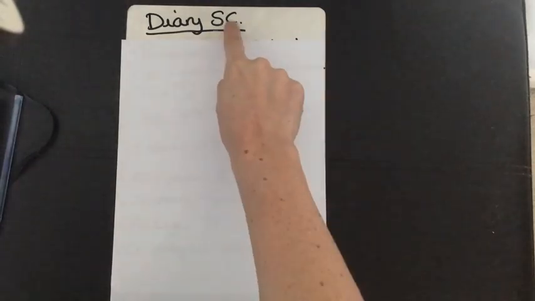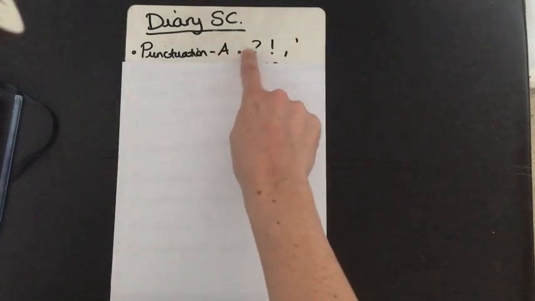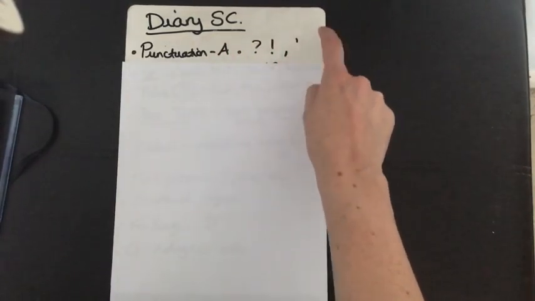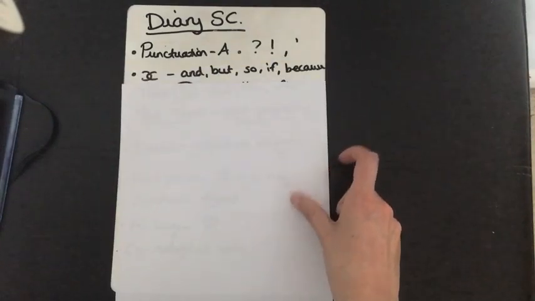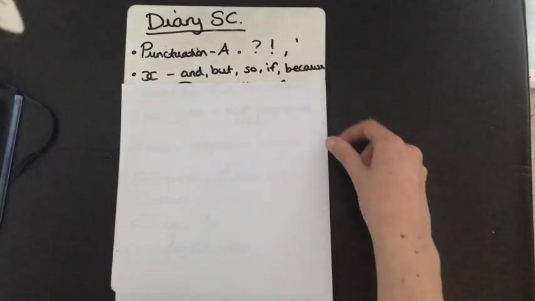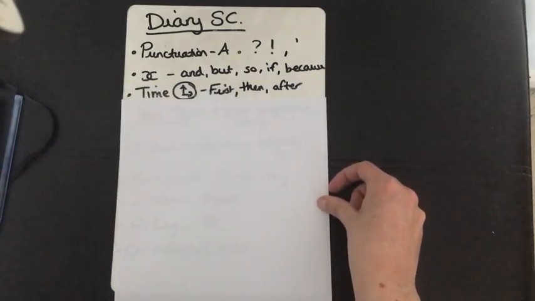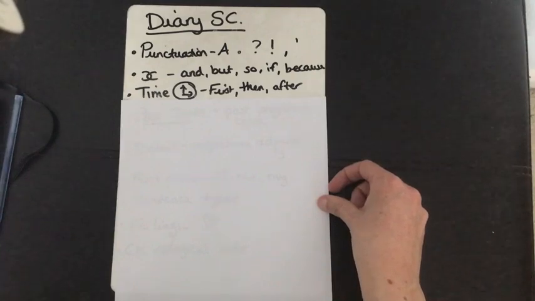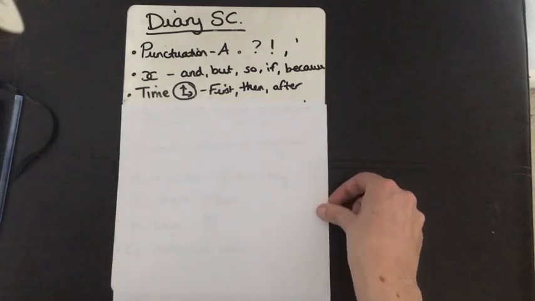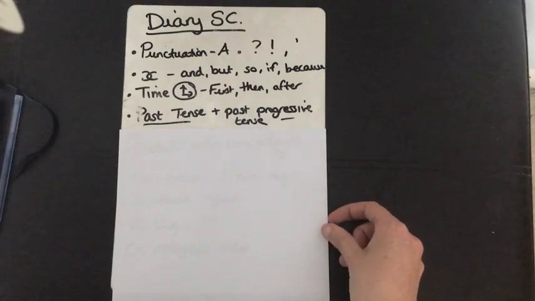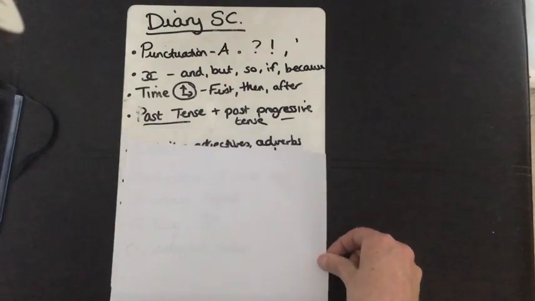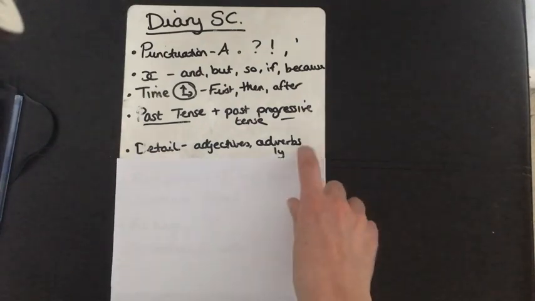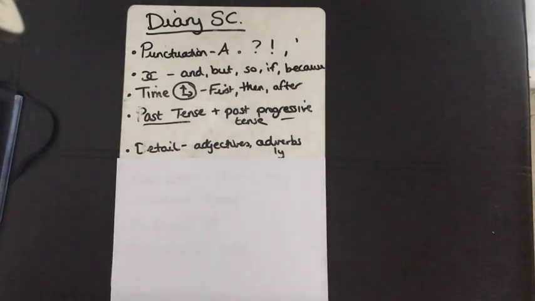So, before writing your diary, I thought that I'd go through a few things I think are really important to include, so as success criteria for a diary. So the first thing I thought of was different punctuation, capital letters, full stops, question marks, exclamation marks, commas, apostrophes used in the right places. Conjunctions and, but, so, if, because, to extend our sentences. Time conjunctions to show the passing of time, so first I woke up, then I had breakfast, after that. Obviously past tense and past progressive tense is really important, it's happened already. Lots of detail, so adjectives, adverbs as well to show how you're doing things, so those ly words.